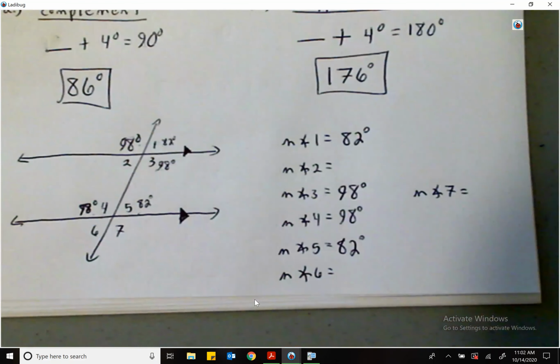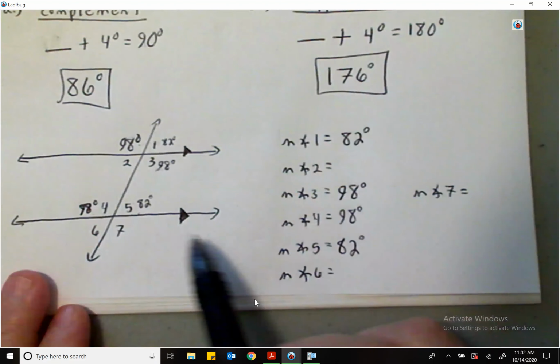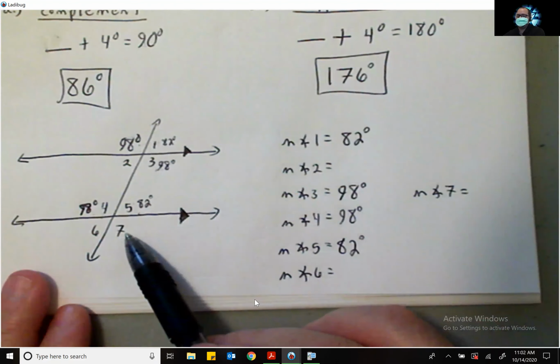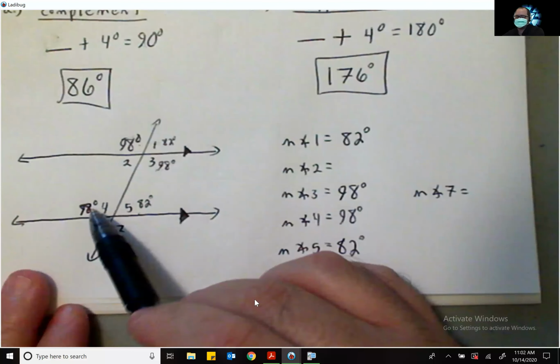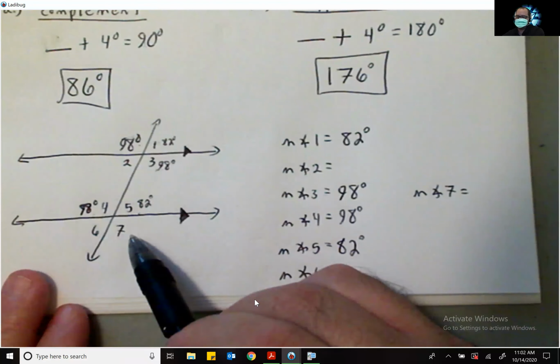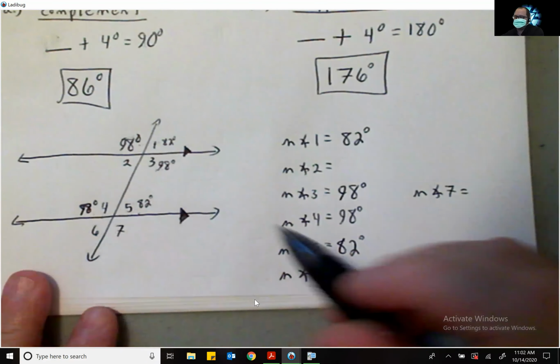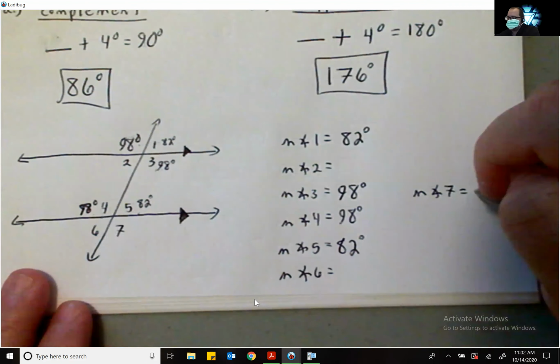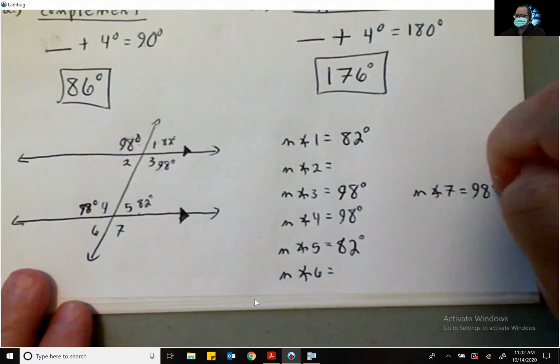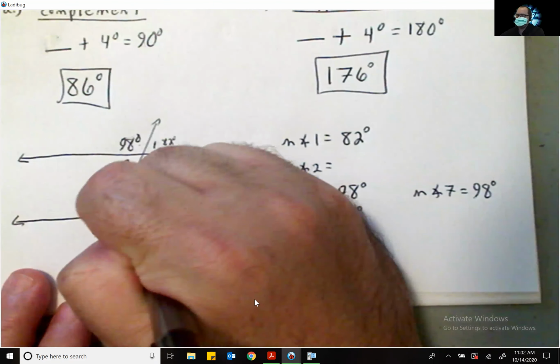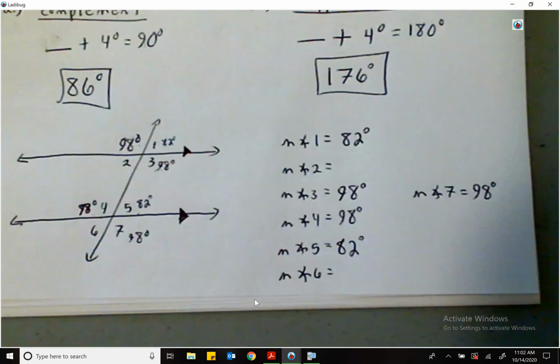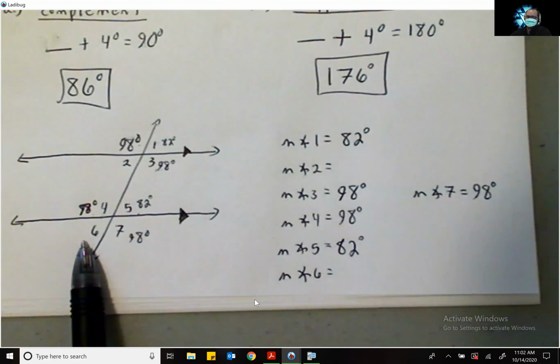So is angle 7, because that's congruent with angle 4. Yep, because these are vertical. They're across from each other. So angle 7 is also 98 degrees. Now, who else do we know? We only got 2 angles left. We got 2 and we got 6.